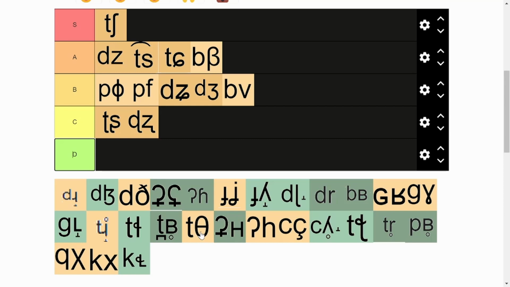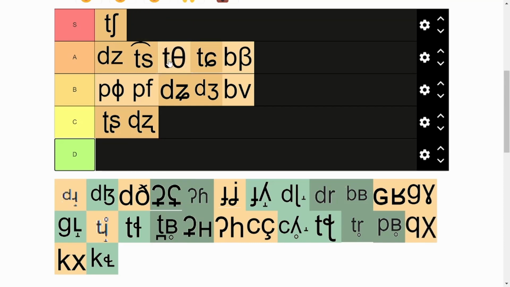How much do you like it? I probably like it more than z, but I don't know if it's an S tier. I like dentals a lot. For me, it's more like a B. Okay, then middle A for me. Put it before C, below ts. Okay, just like this.